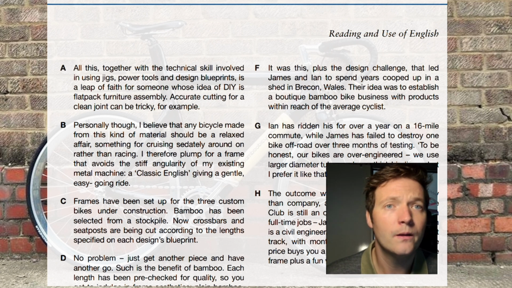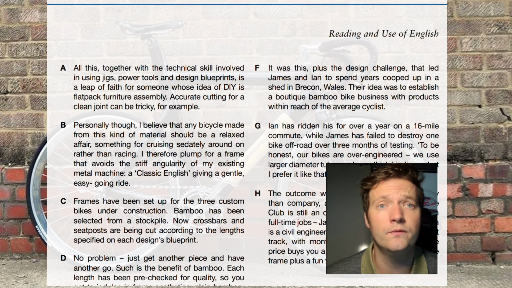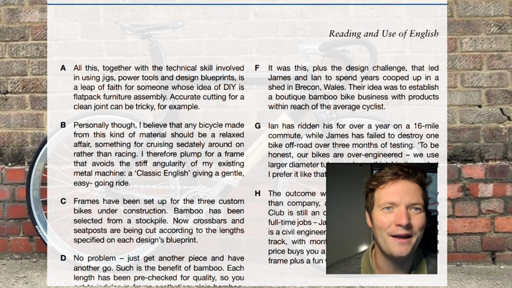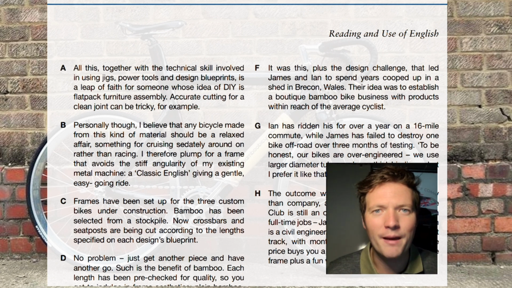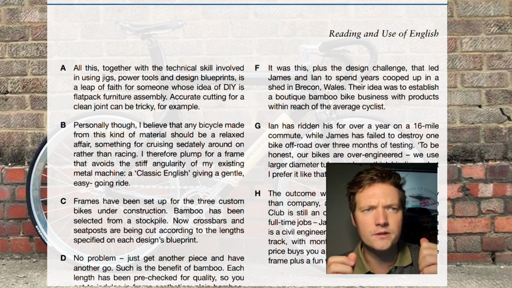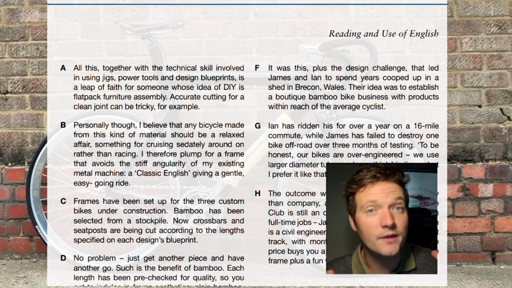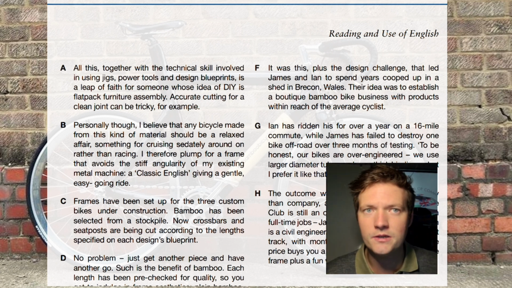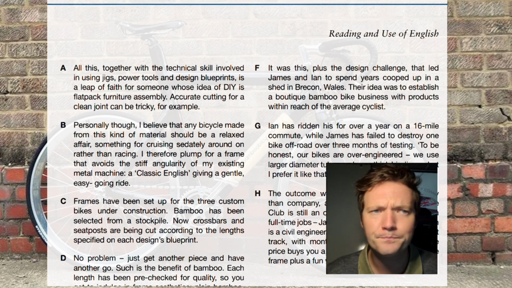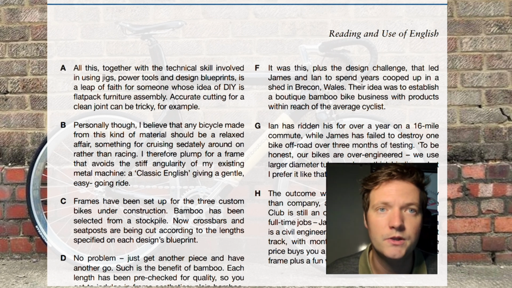So A says, all this, together with the technical skill involved in using jigs, power tools and design blueprints, is a leap of faith for someone whose idea of DIY is flatpack furniture assembly. Right. All of this. Right off the bat there, it says all of this, as though in the previous sentence we've had a list of a lot of things. All of this, together with the technical skill involved, doesn't sound right to me.